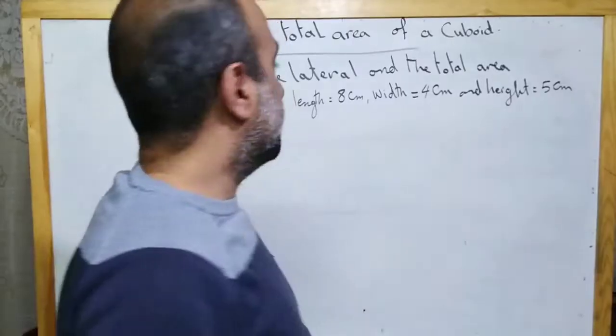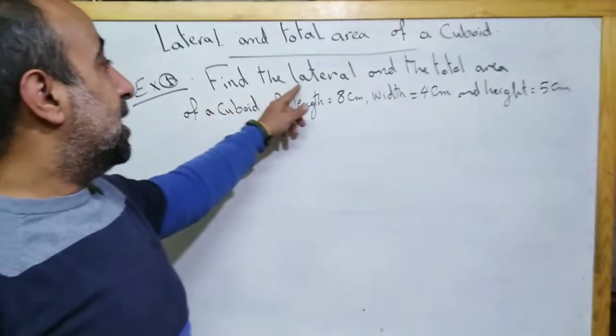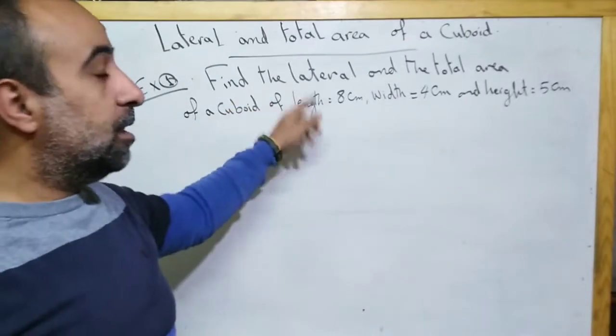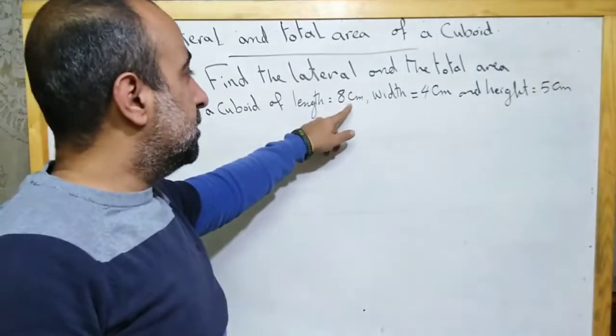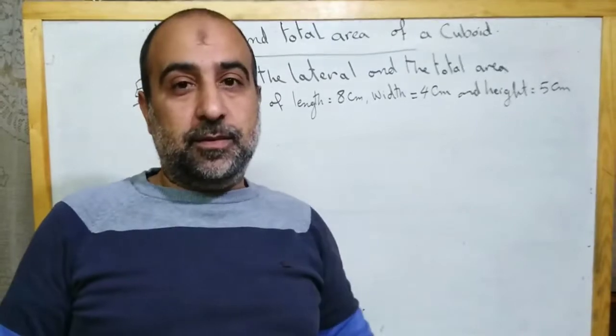Let's take an example. Example 1. Find the lateral and the total area of a cuboid of length 8 cm, width 4 cm, and height 5 cm.